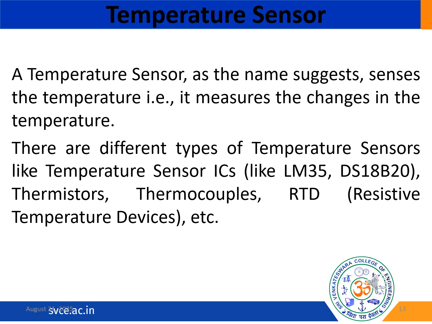For example, LM35 is what we call a temperature sensor. Other than LM35, we have DS18B20, thermocouples, and RTDs, resistive temperature devices. So these are the temperature sensors we can use here. And temperature sensors can be analog and they can be digital.